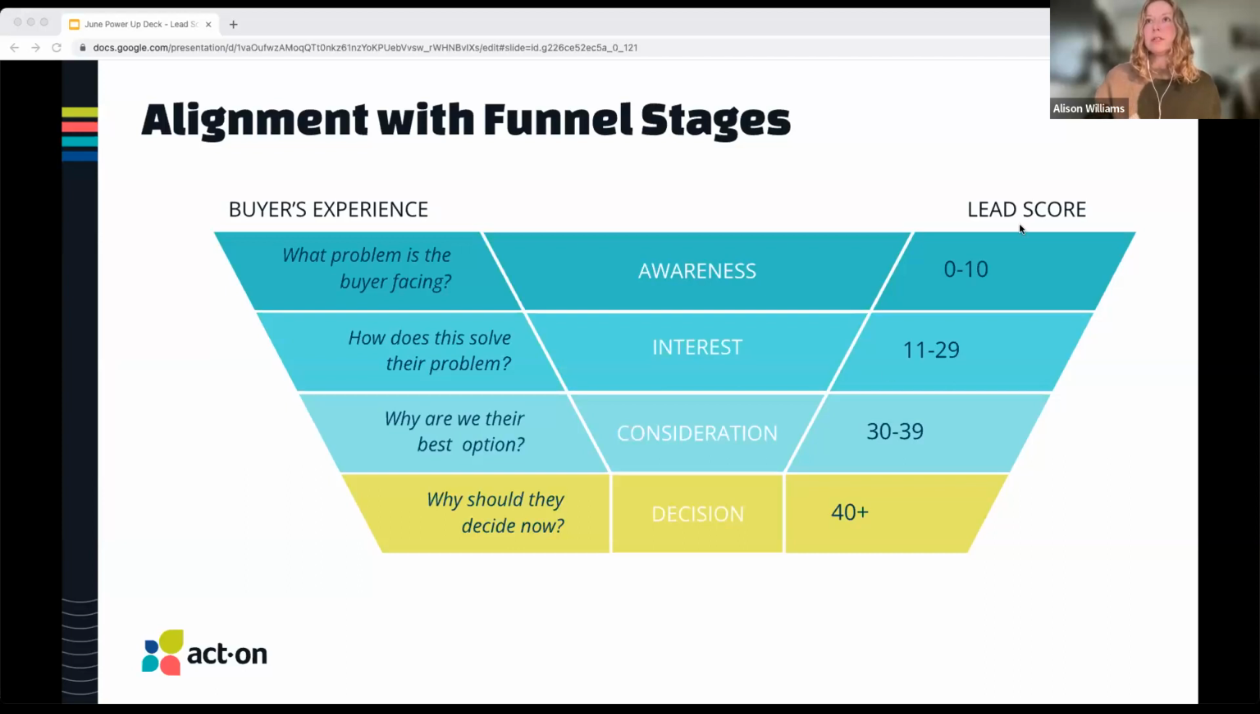So these numbers here, these are the starting recommended values that Acton uses. We do have an article that references this that you can use as a guide, as a starting point that I mentioned. But again, because you've decided on that number, it has value at this point. That's where you'll want to take action. And that's what brings the value into lead scoring.